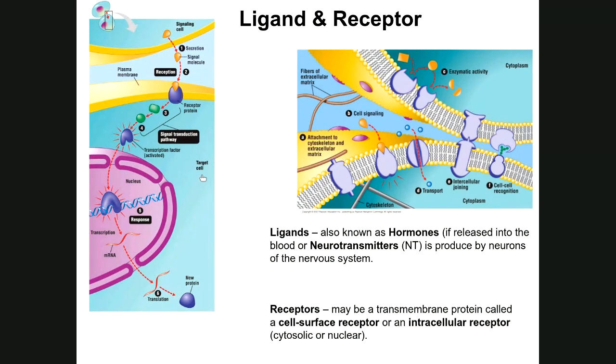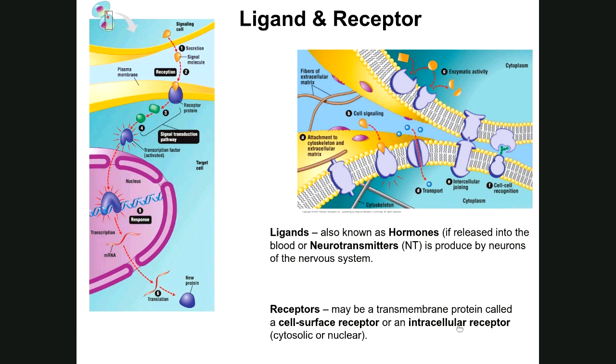It is in the target cell that you will find the second major compound called a receptor. Again, receptors are proteins. Many are transmembrane proteins, as I put here. However, if you look down here in the bottom right corner, some protein receptors are what we call intracellular receptors. Sometimes you'll hear them referred to as cytosolic or nuclear receptors.